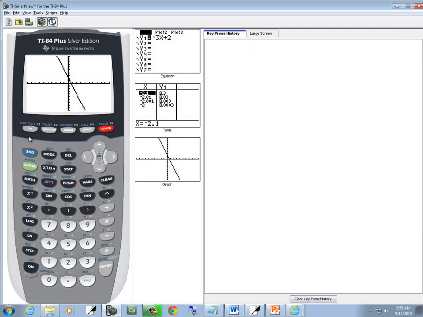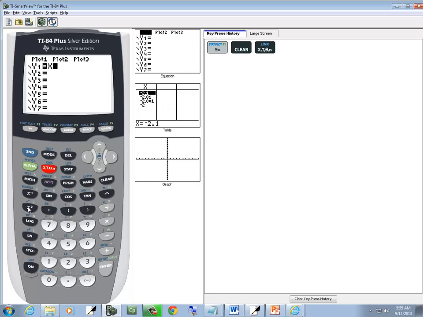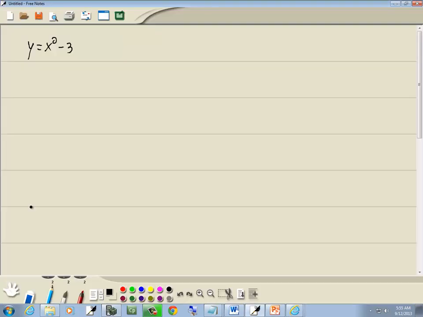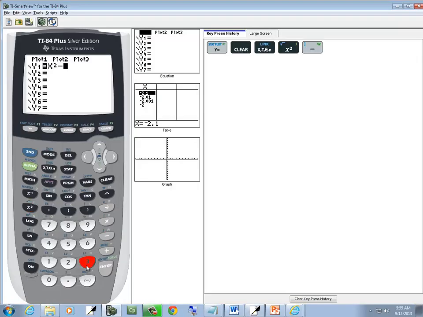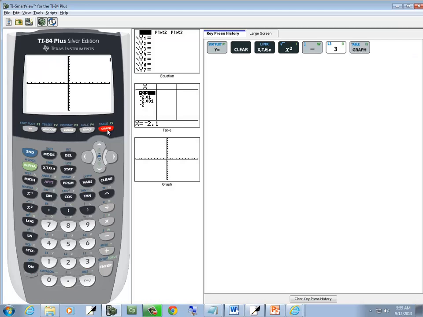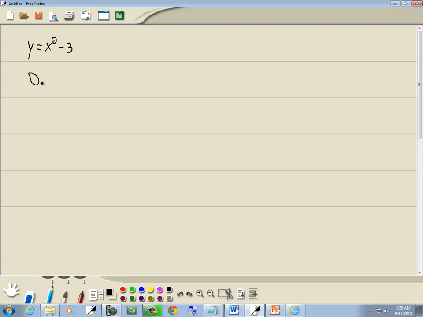So let's go over, press our y equals, press clear. We'll do our x, and then the x squared key, and then minus 3. And then graph. Our domain and our range.